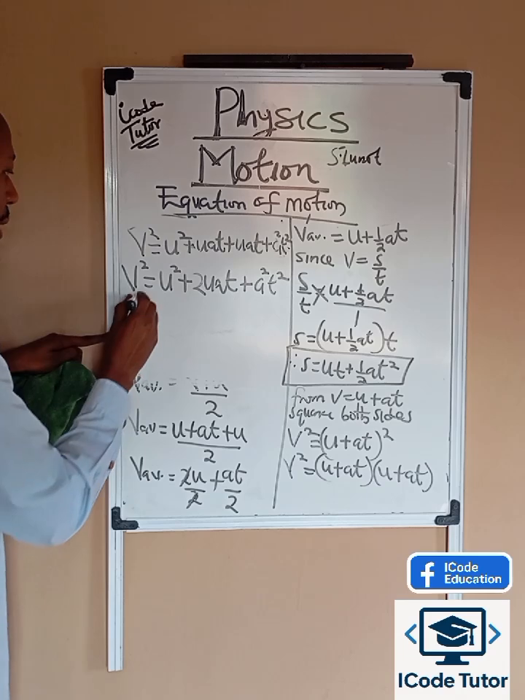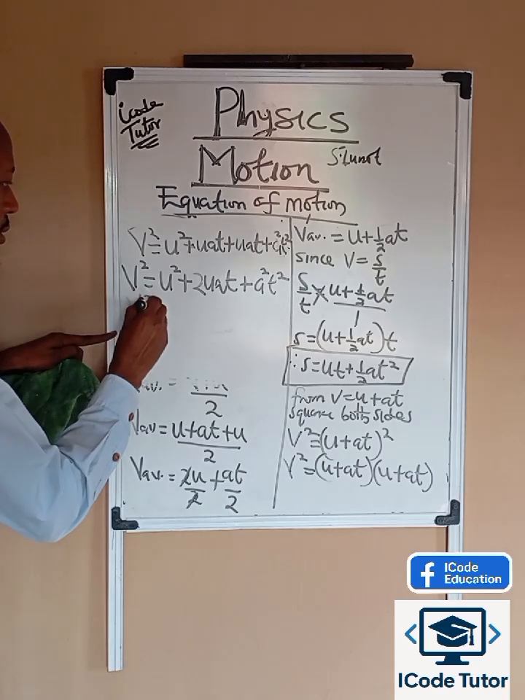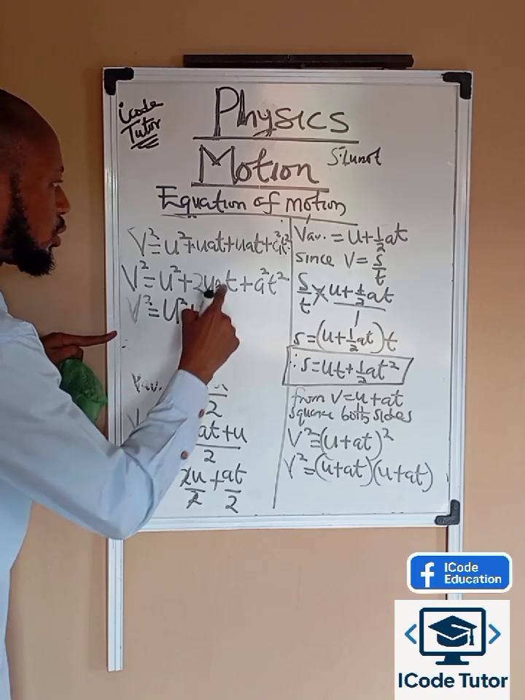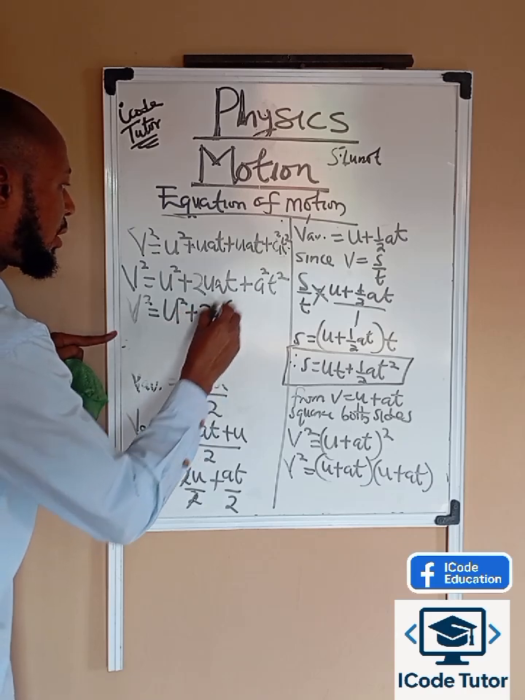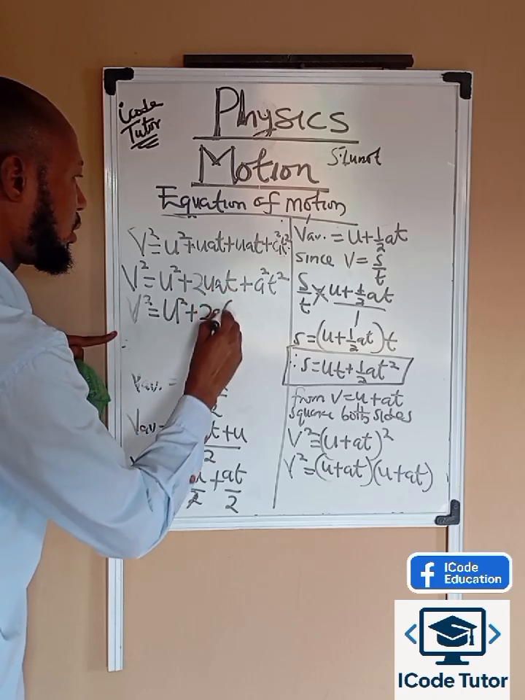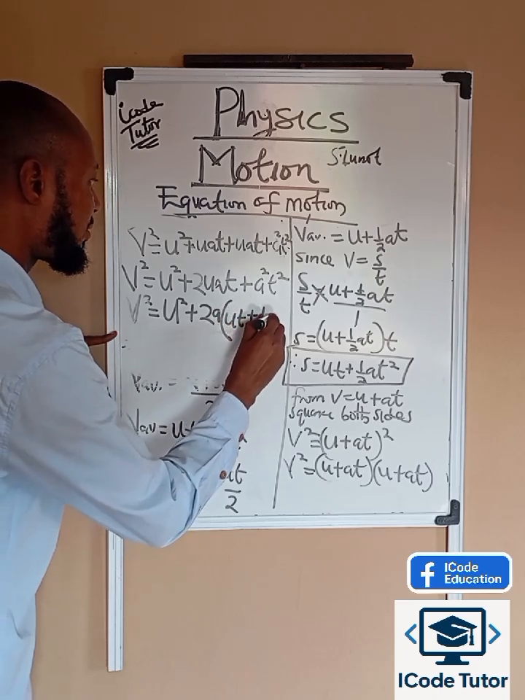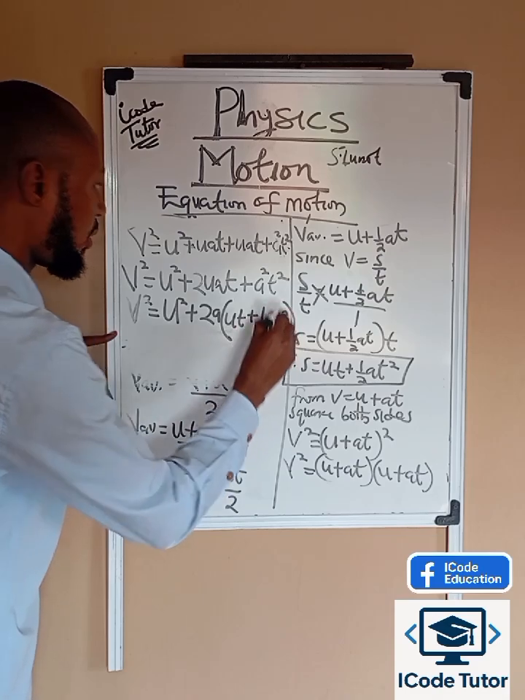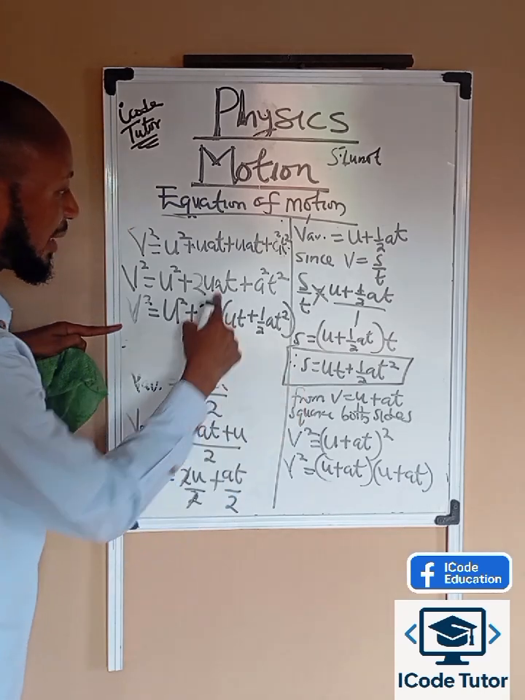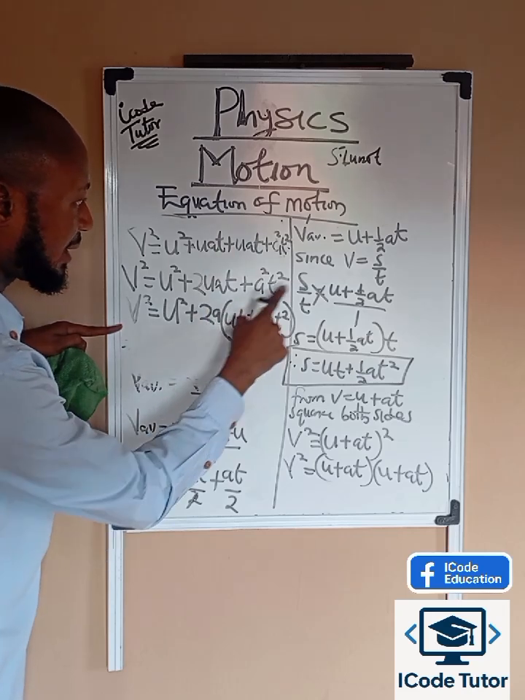This will be V squared equals U squared plus 2A into, what's common here? It's 2A, that means we are left with UT plus half AT squared. Why do we have half AT squared? Once you open this again, you are still going to arrive at this. That is 2 times half will give you 1, A times A is A squared.